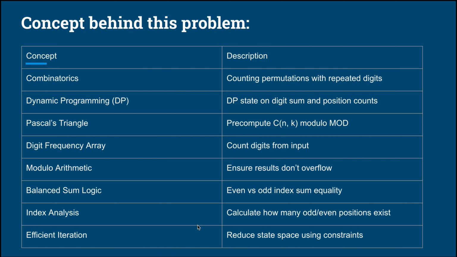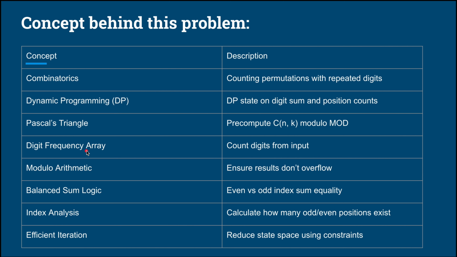So what is the concept behind this problem? There are a lot of concepts behind this problem to understand. In this video we will understand combinations related to counting permutations with repeated digits. And with dynamic programming, we will use the DP state on digit sums and position counts. Also we'll understand the Pascal triangle, which gives nCk, and it will take the modulo. I'll show you the example so you will remember.